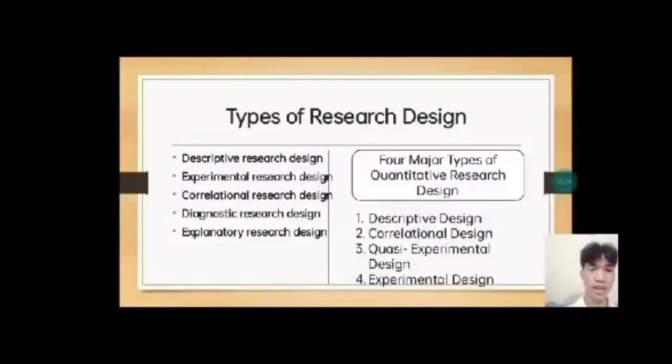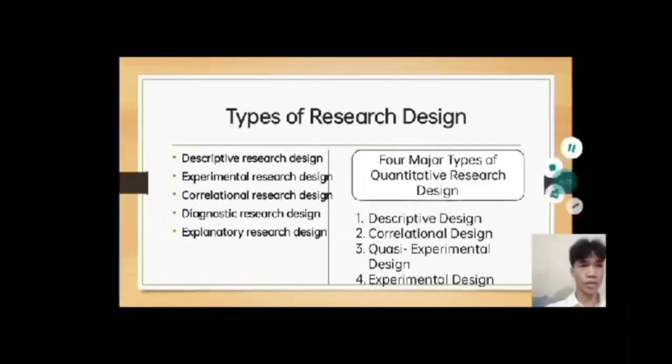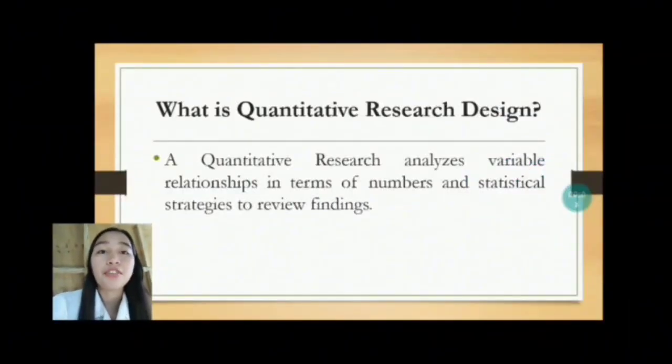So the last is the experimental design. This sort of design determines the cause and effect relationship among various variables in such a way that the independent variable is changed in order to observe its effect on the dependent variable. So what is quantitative research design? From the root word quantity, it is more on numbers and calculations. So quantitative research design analyzes variable relationships in terms of numbers and statistical strategies to review findings.